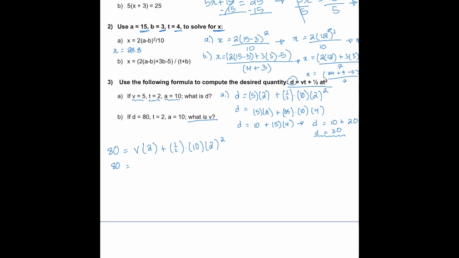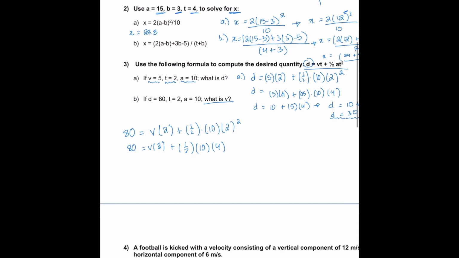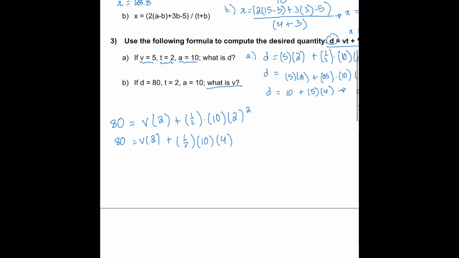2V. And just keep that there. Plus 1/2 times 10 times 4. So in this case here, we can go ahead and start off by multiplying the last part. So 1/2 times 10, which is 5. 5 times 4, which would be 20. Let's plug that in just in case.